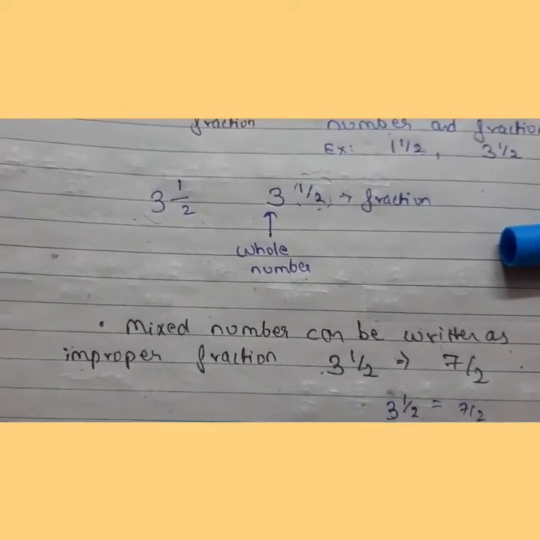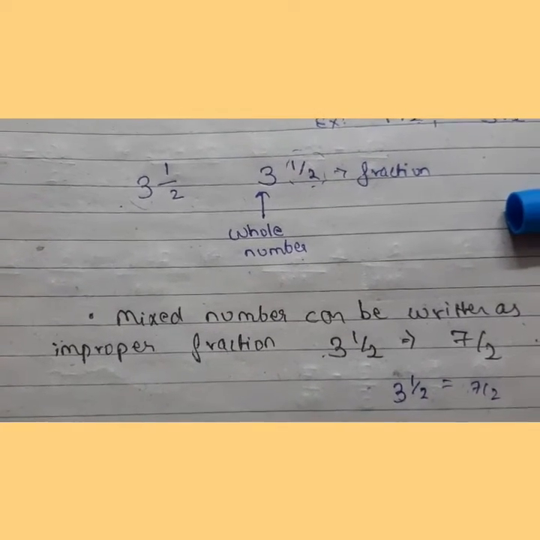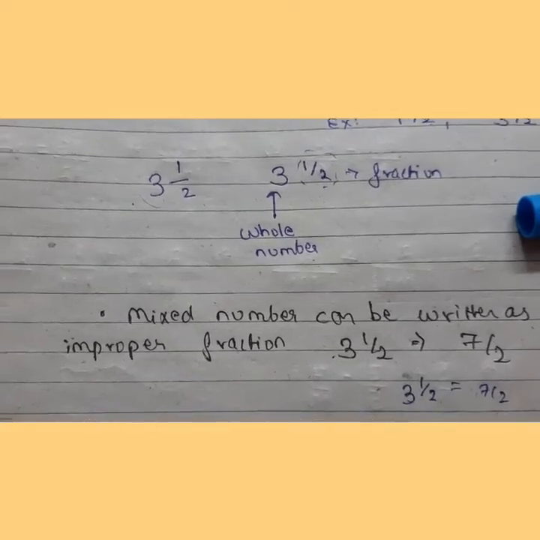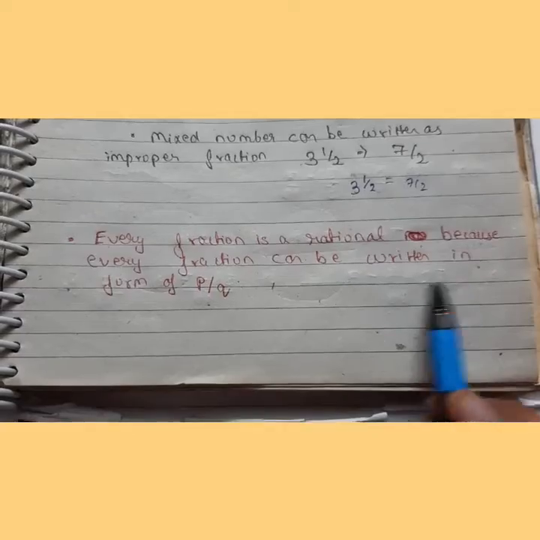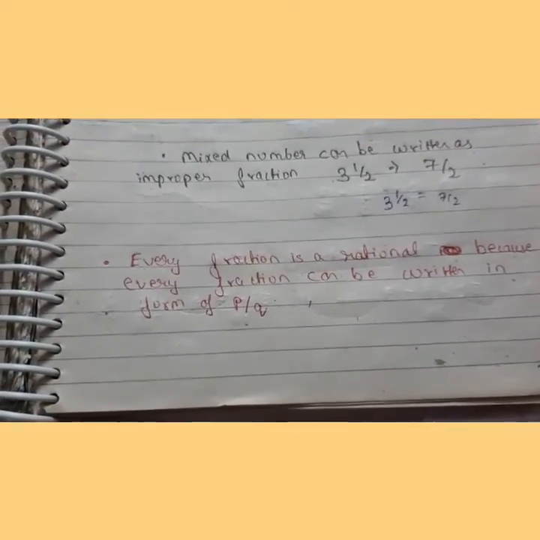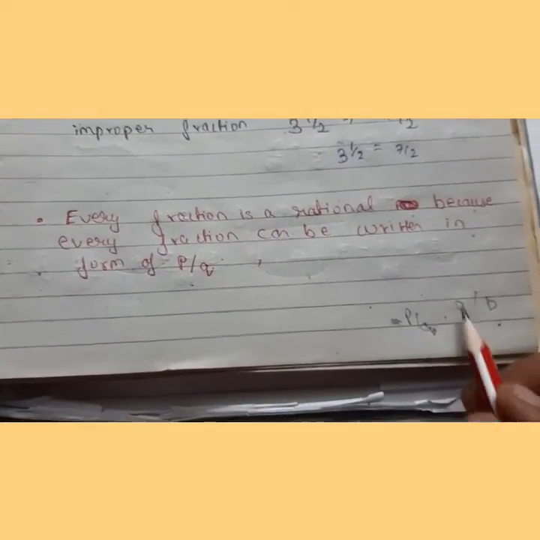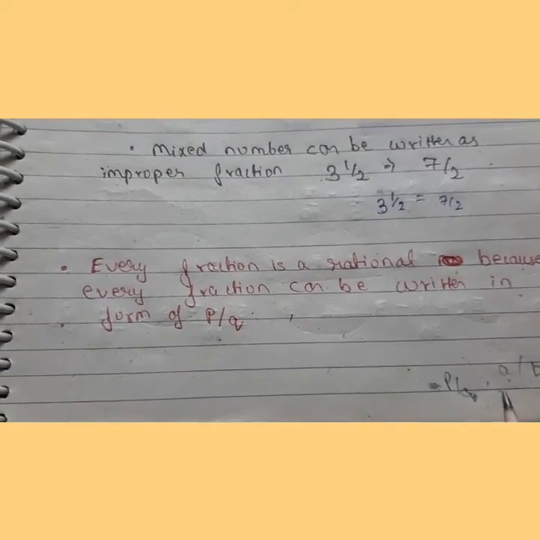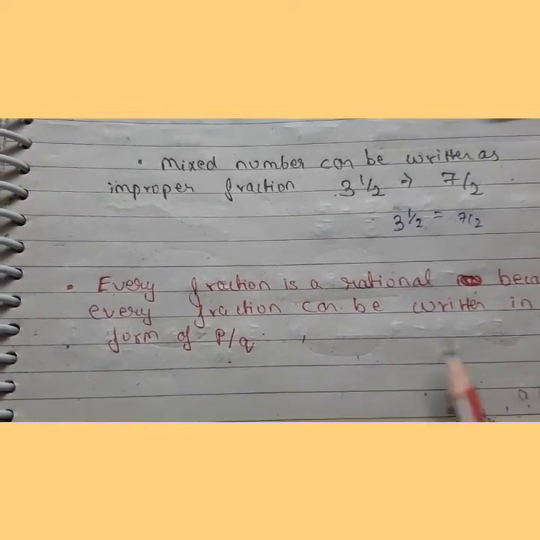So this was all about rational numbers and fractional numbers. And remember one thing, every fraction is a rational number. Once again I am repeating, every fraction is a rational number because every fraction can be written in the form of p upon q. This p upon q, or say a upon b, is basically displaying that anything is written in the form of numerator and denominator. So we can say that every fraction is a rational number because every fraction can also be written in the form of what?